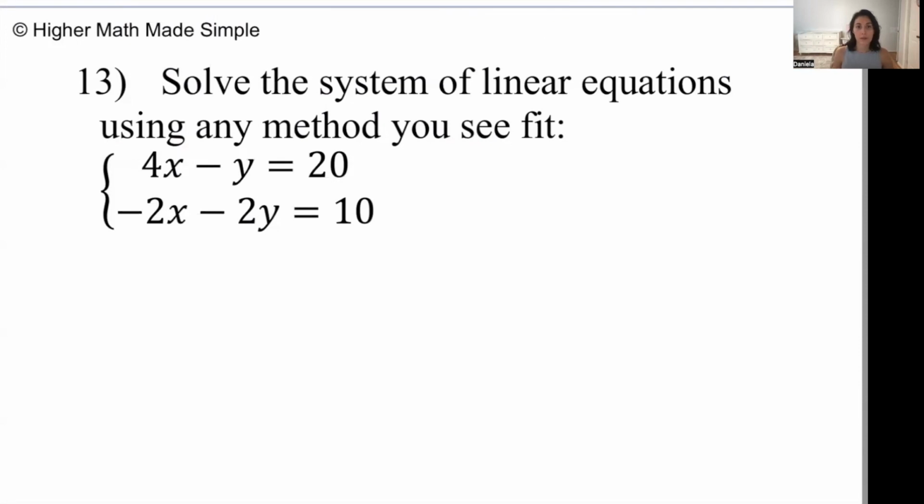We're going to solve the systems of linear equations. It says using any method you see fit. So I'm going to go over, if you wanted to use the linear combination method, or the addition method as it's called, and the substitution method. Whichever method you prefer, you could just skip ahead. But I can go over the substitution method first.